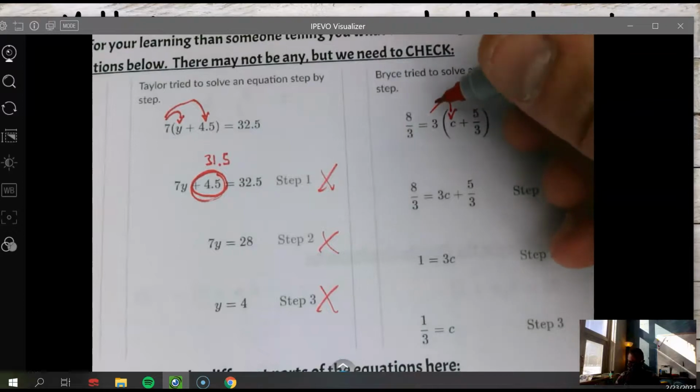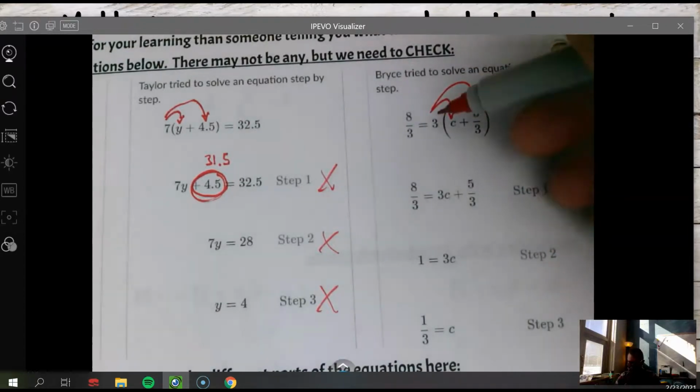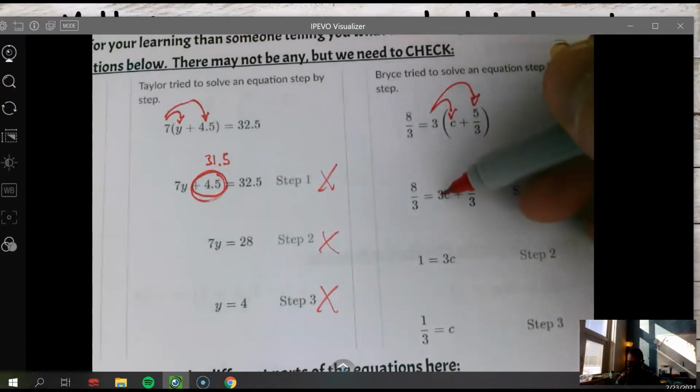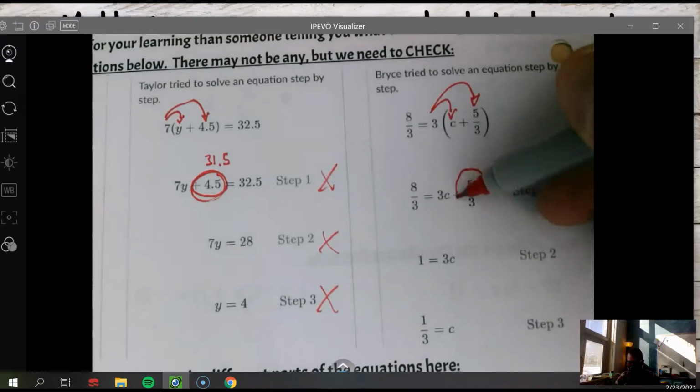Did Bryce distribute correctly? 3 times c, 3c. That 5. What should this have been? Just 5, right? That should have been just 5.